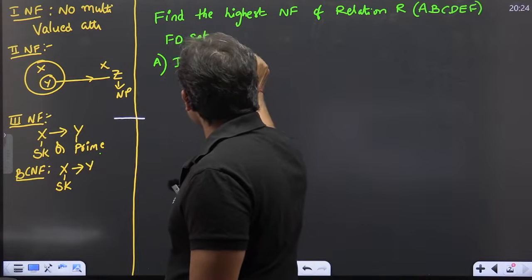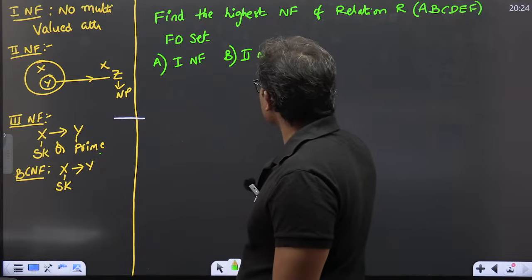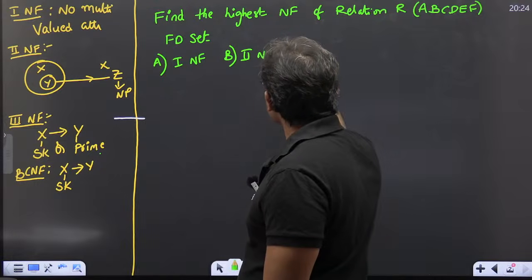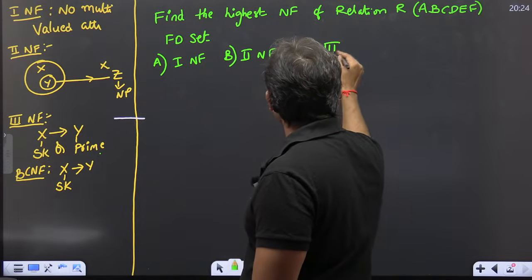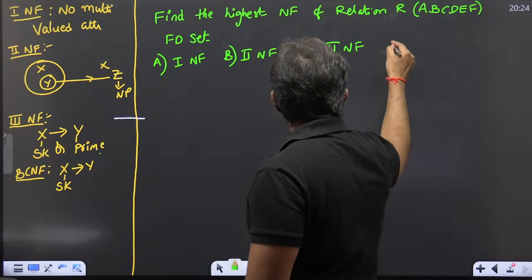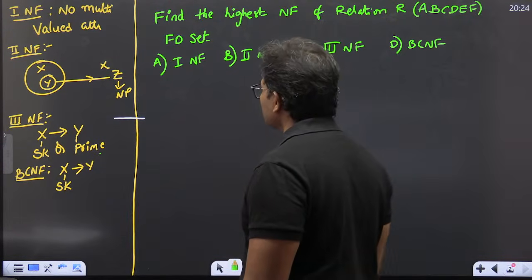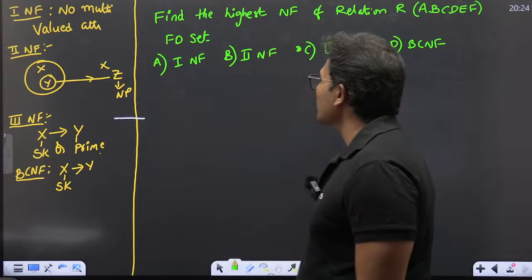B, second normal form, C, third normal form, D, BCNF. These will be the options. Now, what is the procedure? How are you going to handle it?